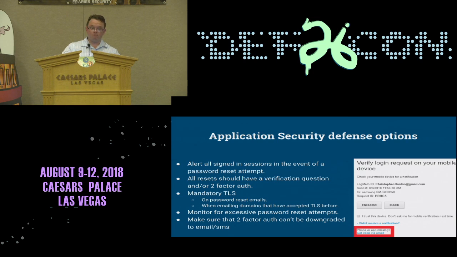And the secure email standard has been out for 17 years. It's time to require TLS, especially on sensitive emails like password reset links.